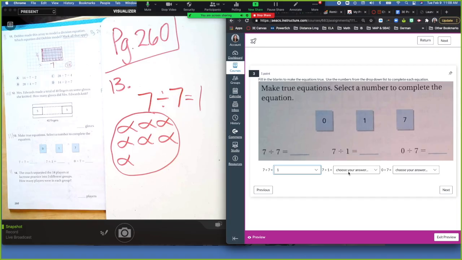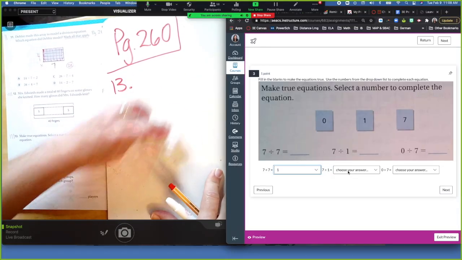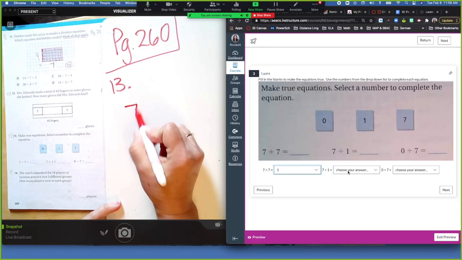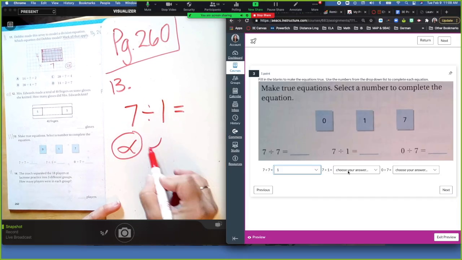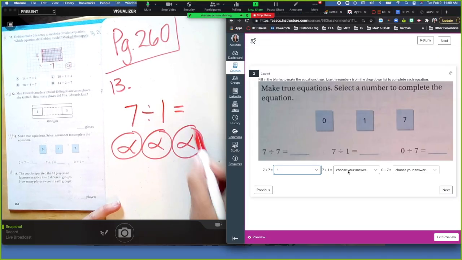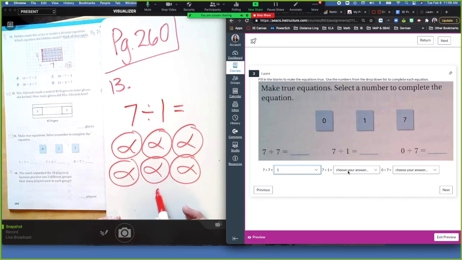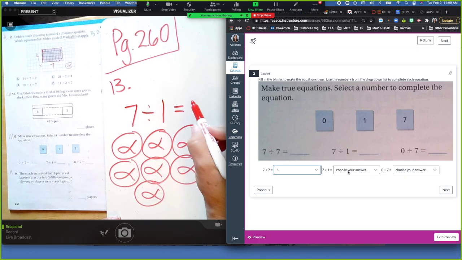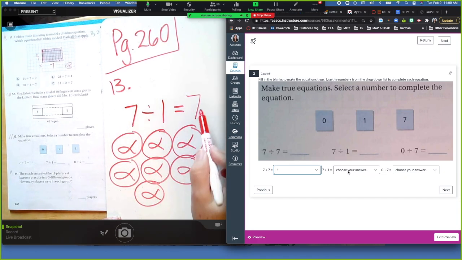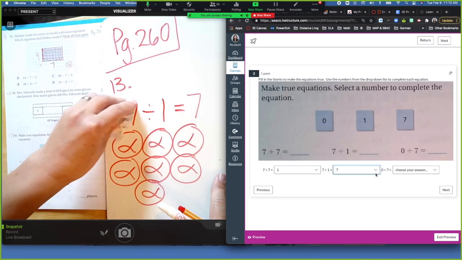This is like 3 questions in one here. So now the second question, 7 divided by 1. If I take my 7 fish and I divide them into groups of 1, here's a group of 1, 2 groups of 1, 3 groups of 1, 4 groups of 1, 5 groups of 1, 6 groups of 1, 7 groups of 1, right? I've got 7 groups. 7 broken into groups of 1 is 7. So I'm going to answer 7. All right, so that's the second part.